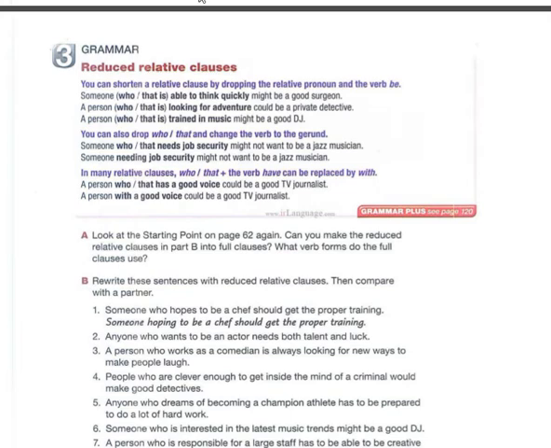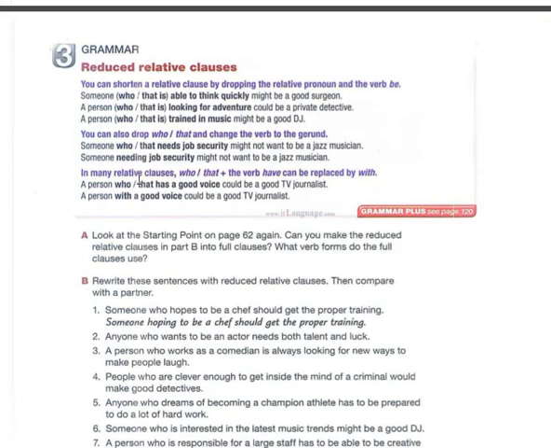Now in the second line, we have you can also drop who or that and change the verb to gerund. You remember in unit number 4, I guess, we dropped the relative pronoun and turned it into gerund form. The gerund form is the -ing form. So this is a full relative clause: someone who, that, needs job security might not want to be a jazz musician. Someone needing job security might not want to be a jazz musician. That's a reduction of who or that.